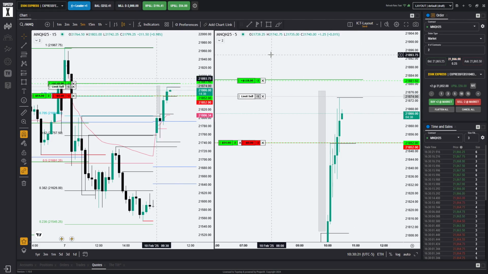ES has just pushed through the level we've been talking about. It's 6,090, 89, 90 now. So who knows? We might get another 10 points higher on ES, especially that ES has got some liquidity above that.